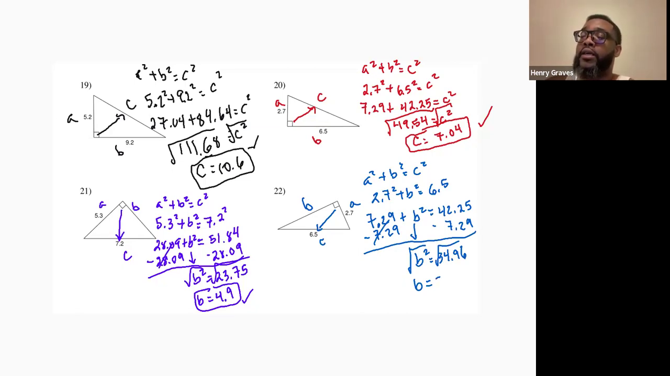So guys, that's how you do the Pythagorean theorem. That's how you find the sides for A, B, and C.